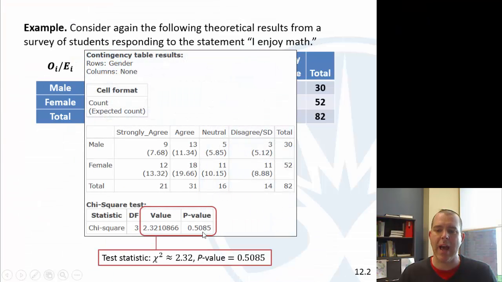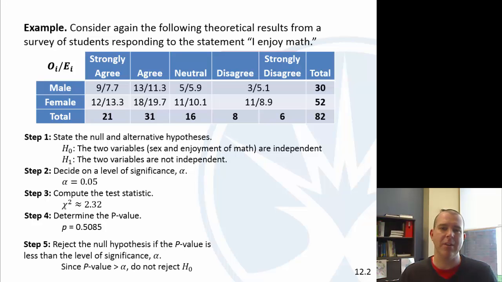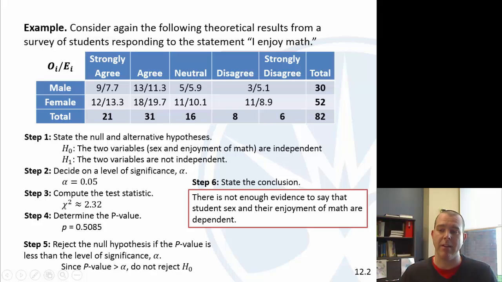It's still a really high p-value, so it still didn't change the outcome of the test. But we'll use that one. It's a little more dependable, but definitely do not reject the null hypothesis. So we don't have enough evidence to say that they're dependent. We don't have enough evidence to say they're not independent. All right, so that is a test for independence.